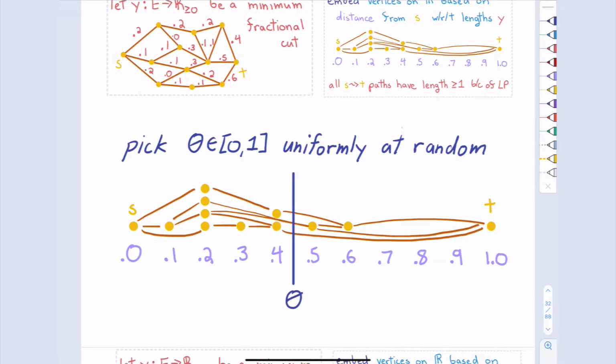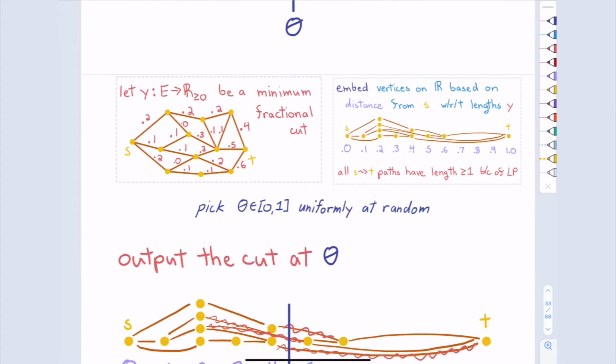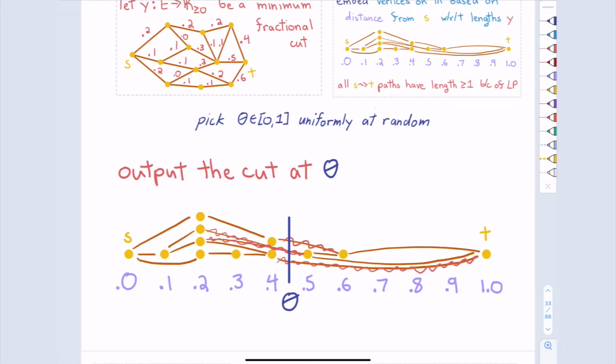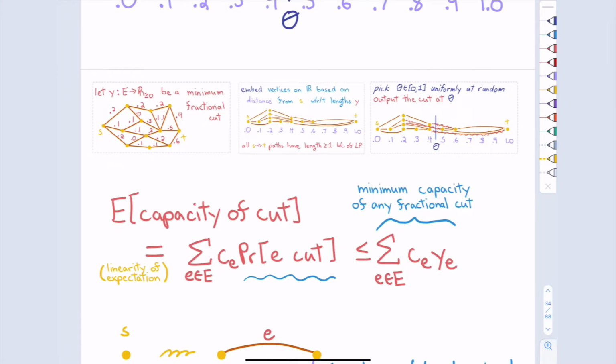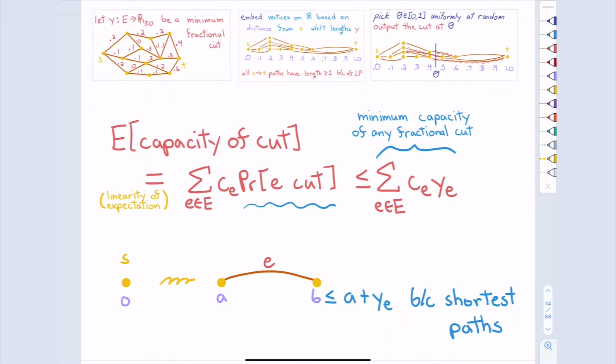So we pick a random cut. We output the set of edges that go across the line, which is dividing the left from the right. I should have erased that, but that's okay. We'll go faster this way. All right. So what I'm interested in is what is the expected capacity of this cut.